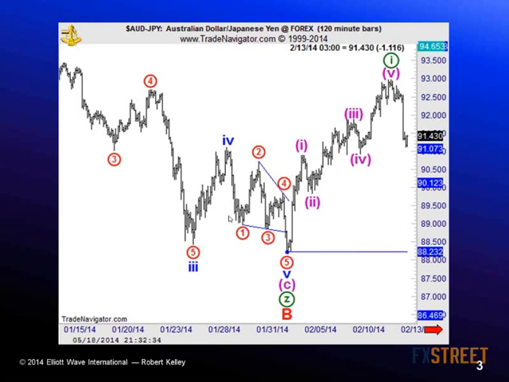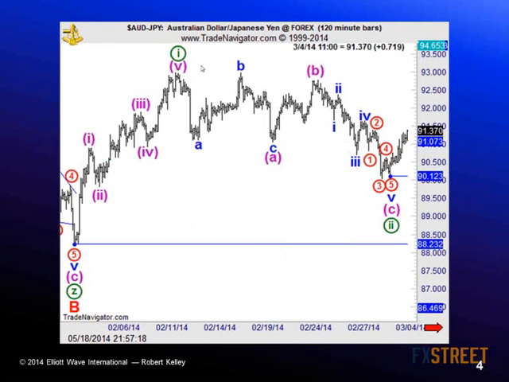We had a significant decline in Aussie yen and a bottom here in late January. We had a 5-wave advance. That tells us to look for a wave 2 correction that's going to hit roughly 50%, maybe 61.8% retracement of this move, and it should occur in 3 waves. And basically that's what we got.